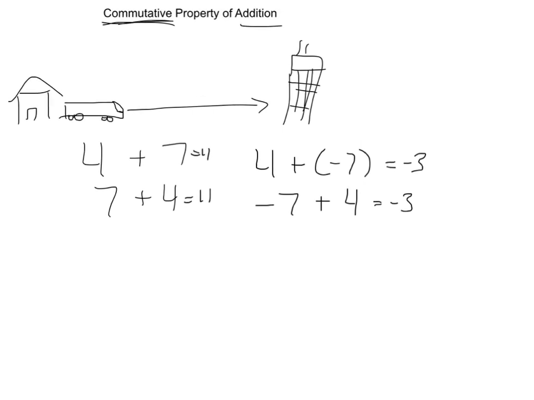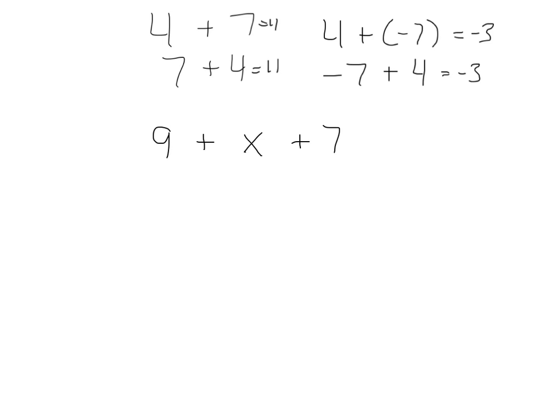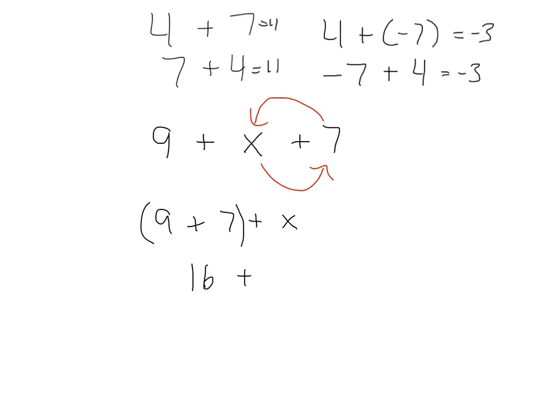Now, we can also use that in places like this. 9 plus x plus 7. Well, what would we do there? Well, the commutative property of addition says I can move things around. So I'm actually going to have this 7 take x's spot and x take 7's spot. So it's now going to be 9 plus 7 plus x. Okay? And now what I can do is I can add these two, 9 and 7. Well, 9 plus 7 is 16 plus x. And that's as far as I can go because 16 and x are not like terms, so I can't combine them. So it just stays put.